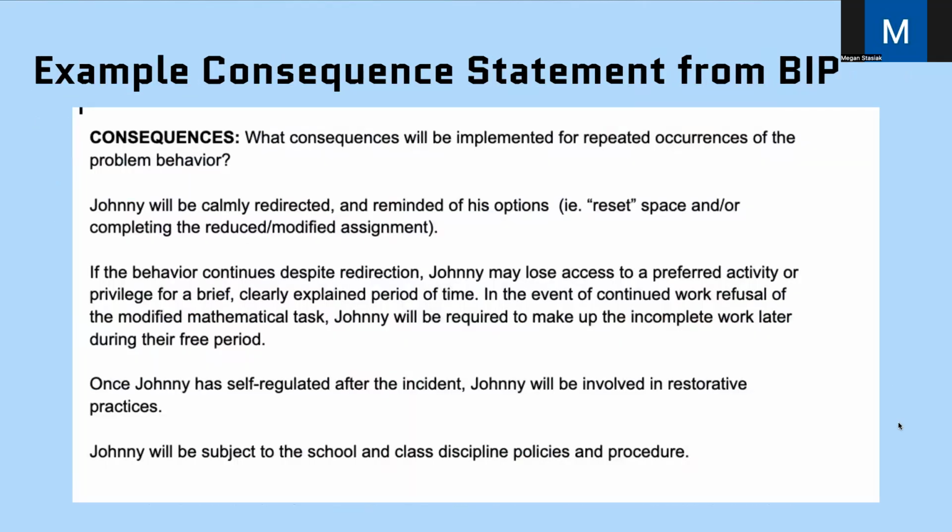Just an example of how it might be written in the BIP. For this example student, Johnny, we said the consequences for his repeated occurrences of the problem behavior is he's going to be calmly redirected, reminded of his options. If it continues to persist, he's going to lose access to that activity or privilege. We're going to explain it to him. It's going to be for a period of time. If it's continued, he will be required to make it up later during their free period.